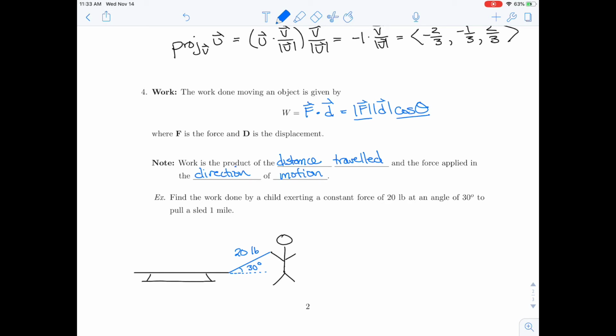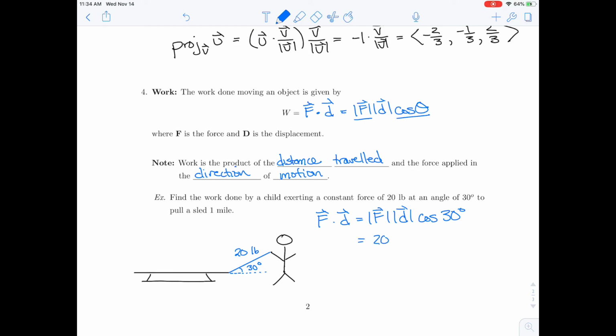So a child is pulling a sled, and he's pulling it by a string, which you've seen that I've drawn in blue. And because he's pulling it by that string, he's pulling it at an angle of 30 degrees. He's using a constant force of 20 pounds. So how much work is the child doing? Well, we just need to do force dot distance, and that we know is the magnitude of force times the magnitude of the distance times the cosine of the angle between them, 30 degrees.